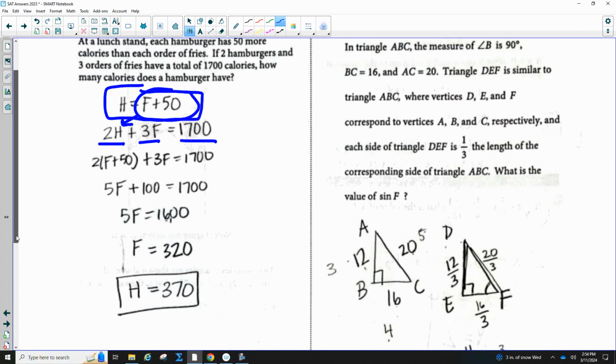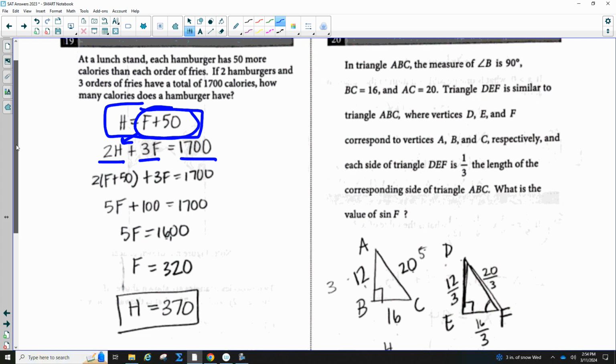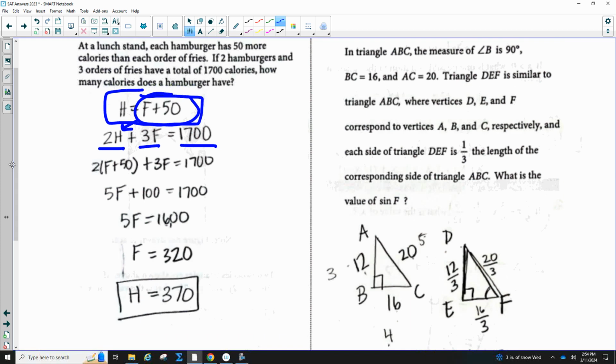All right, number 20. In triangle ABC, the measure of angle B is 90 degrees. So I would probably draw my triangle, okay, where B is the 90-degree angle right here. BC is 16, so label it however you want. ABC, okay, BC is 16. AC is 20. And so I can find this two ways, Pythagorean theorem, or they love to put these on the SAT. What kind of triangle is that? It's a 3, 4, 5, okay?